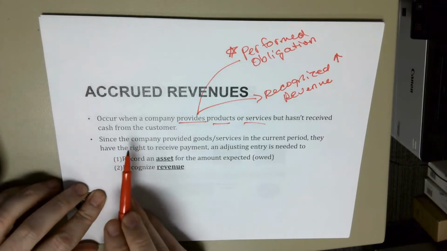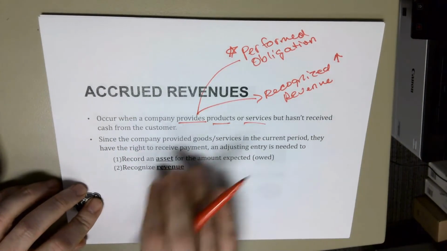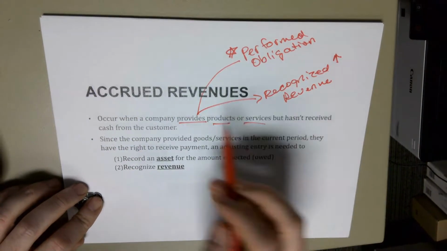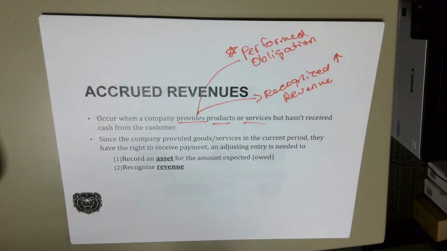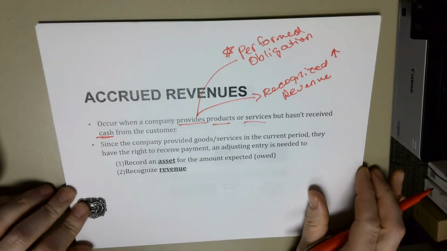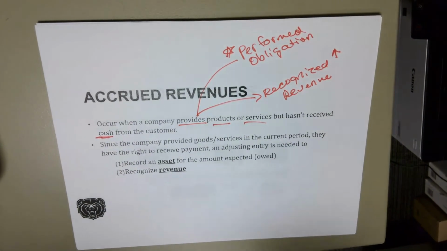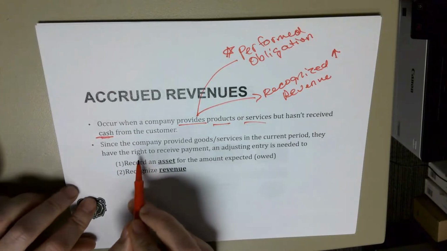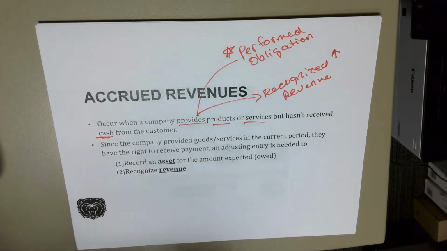So, accrued revenues occur when the company provides the products or the services. So we're going to recognize revenue, but we haven't received any cash from the customer. They have not paid us yet. Since we've provided goods or services in the current period, we have the right to receive the payment. That's what these accounts are telling us. We have the right to the amount that we feel we deserve, and that's going to be what we told them we provided the service for.